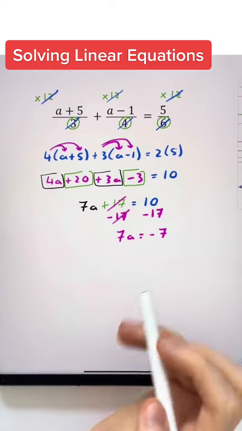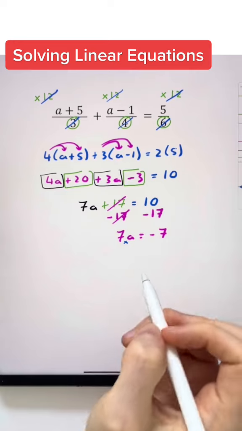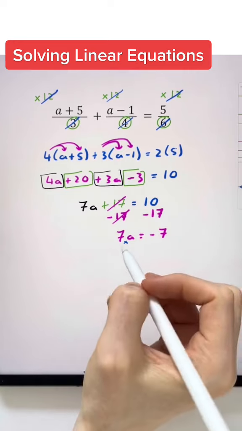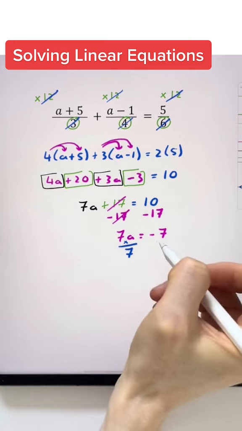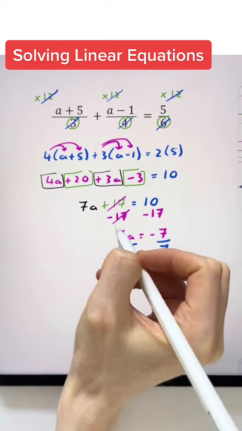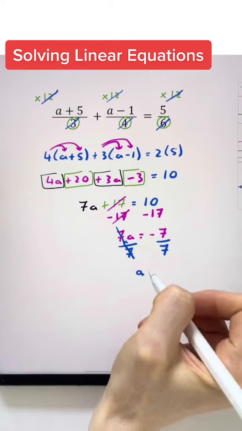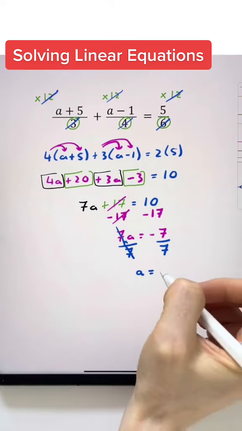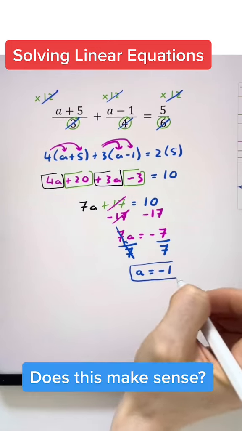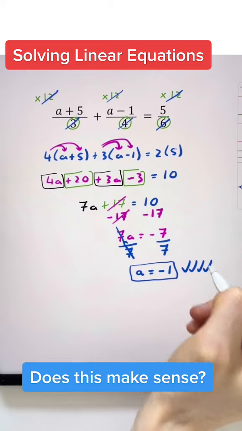7a in algebra means 7 multiplied by a. As I want to find the numerical value for the letter a, opposite of times by 7 is to divide both sides of my equation by 7. 7 over 7 will cancel to leave us with just a, and negative 7 divided by 7 will give us negative 1. So my final answer for 4 marks is a is equal to negative 1.